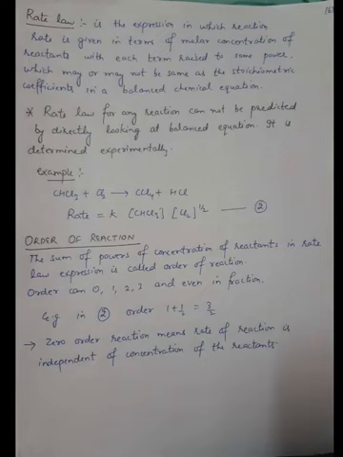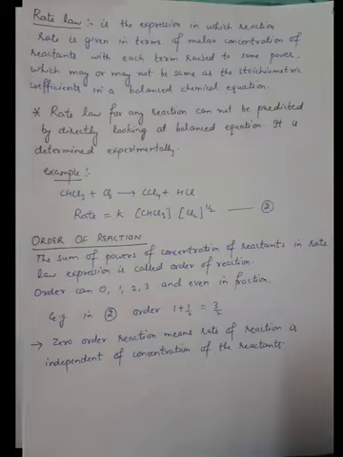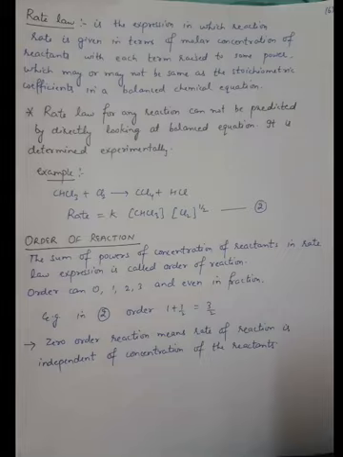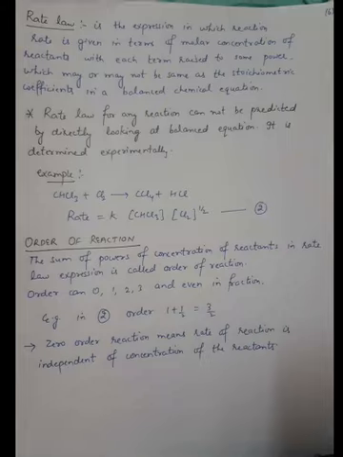Now consider an example. CHCl3 plus Cl2 gives CCl4 plus HCl. Rate is equal to K [CHCl3] [Cl2] to the power 1 by 2, which is experimentally found. So this is the rate law. This equation number 2 is known as the rate law for this reaction.